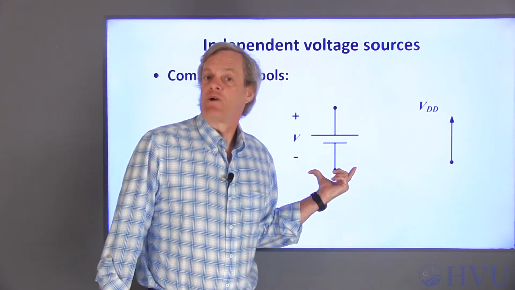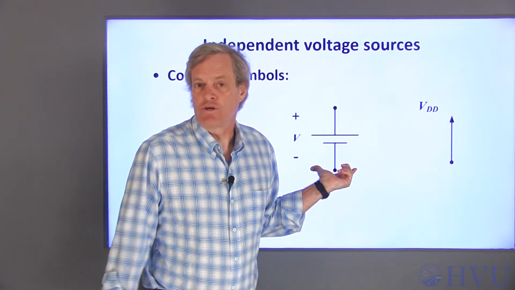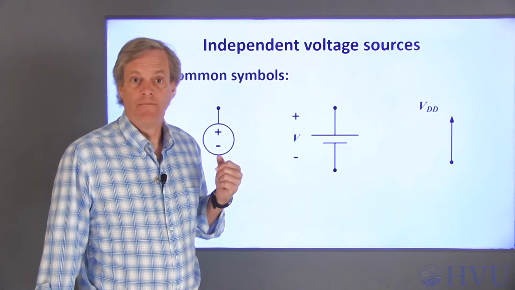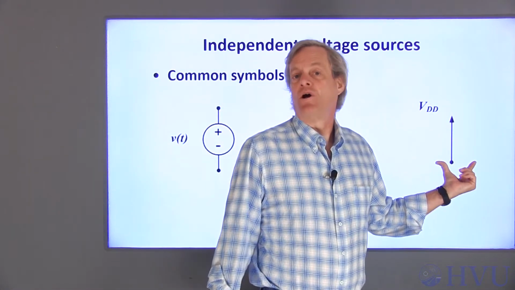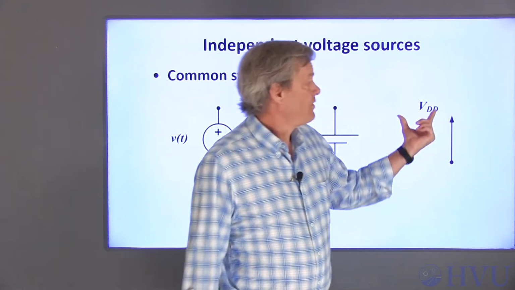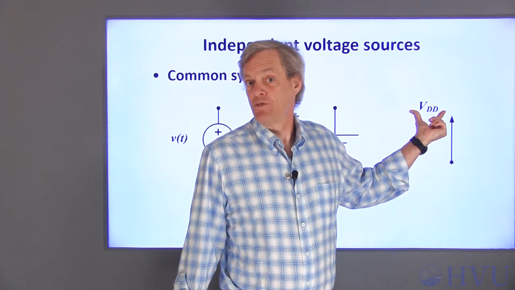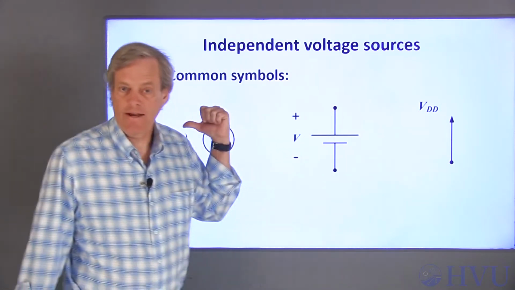This symbol is for a constant voltage source, usually interpreted as a battery. The longer line has the higher voltage. Finally, this arrow also indicates a voltage source. The voltage value is usually taken to be relative to ground, which will be labeled elsewhere on the circuit schematic.